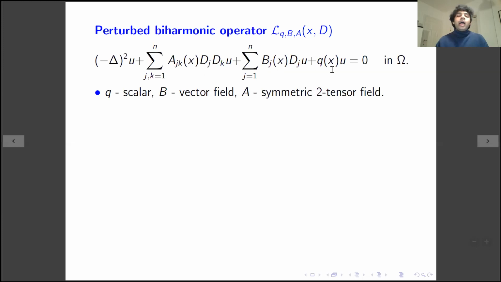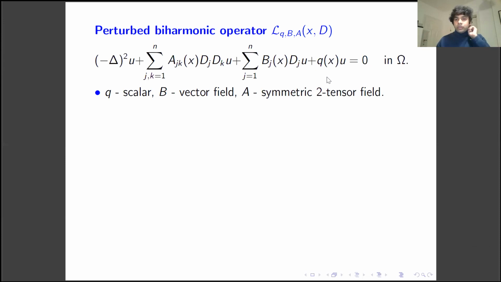We would be interested to know, if we define the Cauchy data associated to this problem, whether this Cauchy data determines Q, B, and A, or if it doesn't, then up to what we can determine, and so on and so forth.